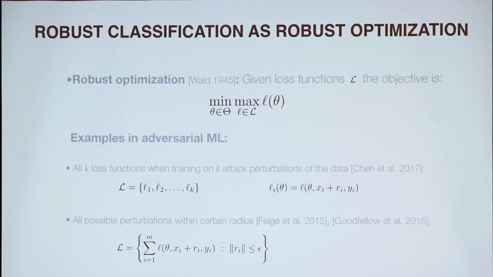Makes sense. Some examples in adversarial machine learning: a simple way of thinking about this is that you can produce k different loss functions, where each loss function is one where you retrained on a given attack. Another way, which I think is the formulation you're asking about, is where we look at all possible perturbations around a point, in a certain ball around it. There are other classes of L that you can consider. We'll talk about a few of them.